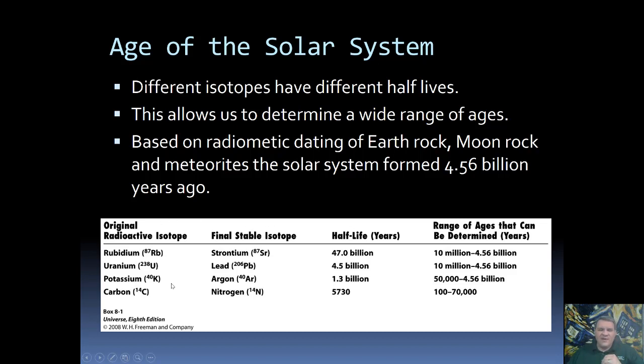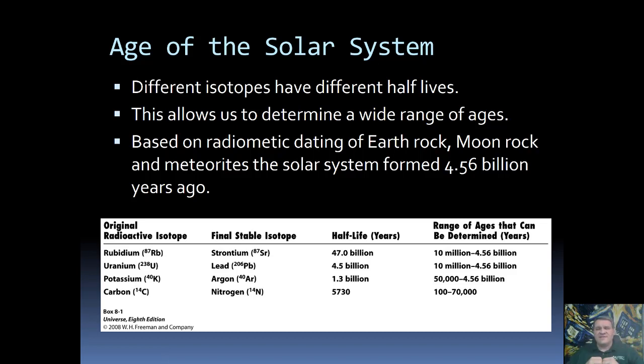Other systems, we have potassium-40 and argon-40, which we just looked at, with a half-life of 1.3 billion years. Uranium-238 to lead-206 with a half-life of 4.5 billion years, and rubidium-87 to strontium-87 with a half-life of 47 billion years. Because these systems have half-lives in the billions of years, they're going to still be around, even with how long it's been since the solar system formed.